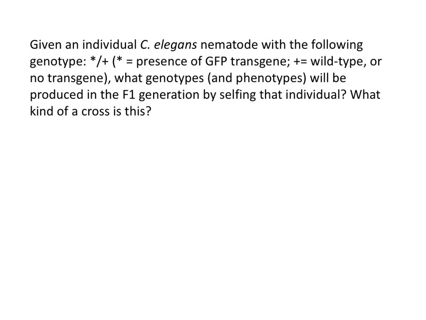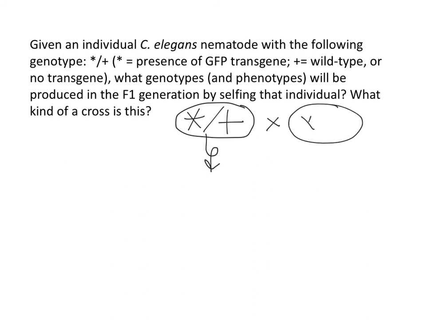So first, let's answer the last question. How many genes are we looking at? We're just looking at GFP. Yeah, forgetting the roller for right now. So just GFP. We've got this genotype, asterisk over plus. So if we self that individual, that's the equivalent of a monohybrid cross. It's crossing an individual with that genotype by itself, which by definition itself has the same genotype.